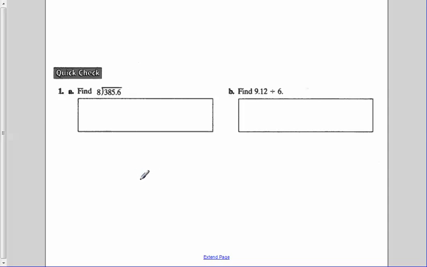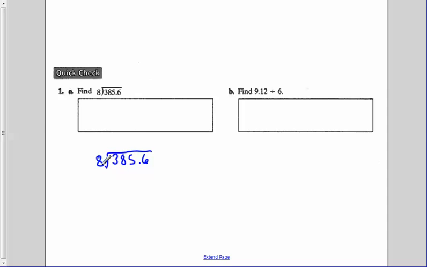Alright, so for quick check 1A, we need to find what 385 and 6/10 divided by 8 is. So again, remember that I can't do all this right in this little space, so I'm going to find my white space. Well, I'm going to rewrite this. I'm going to rewrite it correctly this time. So 385 and 6/10 divided by 8.